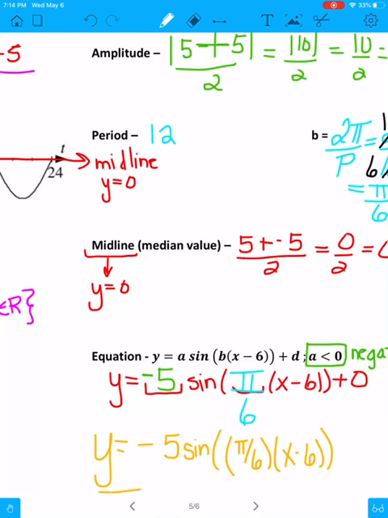Y equals negative 5 sine. He is 7 months old and he is super happy out there. Okay. And his name is Jack and he's so stinking cute. You have no idea. Okay.